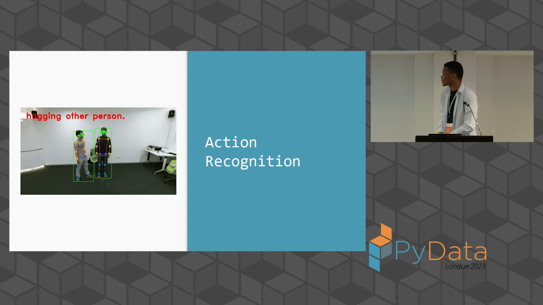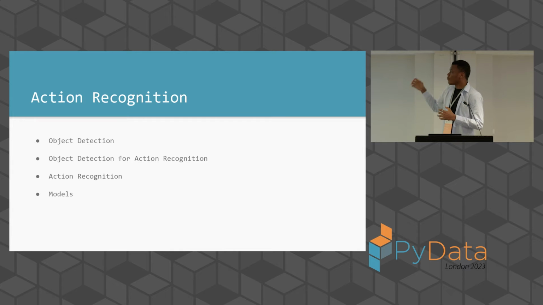So, action recognition. I'm going to be talking about object detection, which I think is a bit much more common and much more popular. Then the use of object detection for action recognition. Then action recognition on its own, and the models that are quite popular in action recognition.